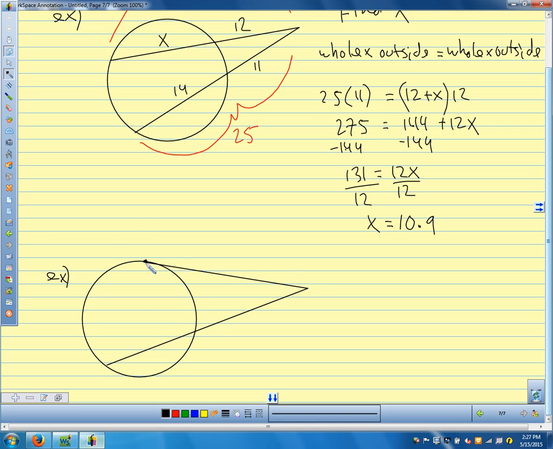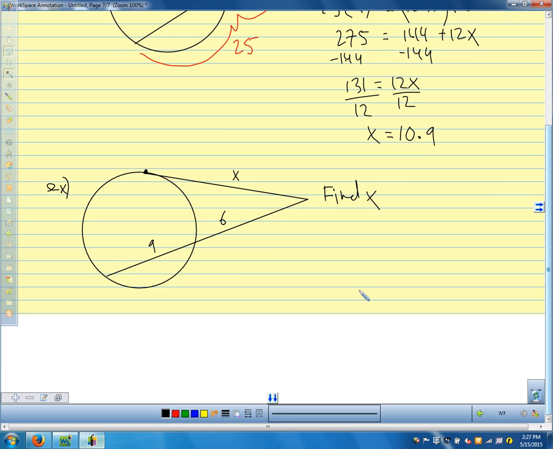And this is tangent here. 9, 6, and x. Find x. Do we have a secant and a tangent here? So our rule here is the whole times the outside equals a tangent squared. So what's the whole length here?